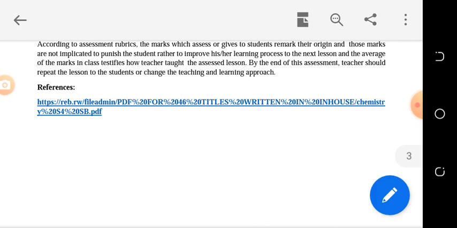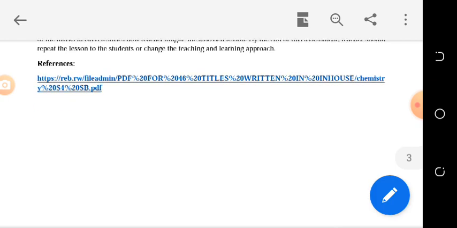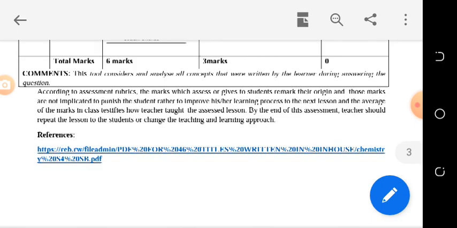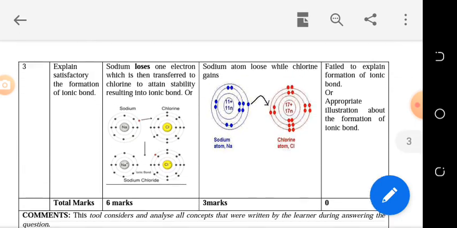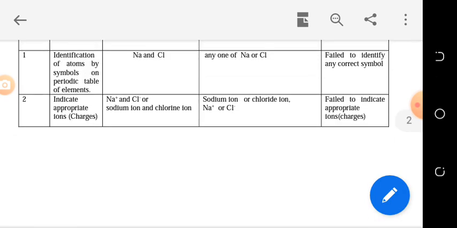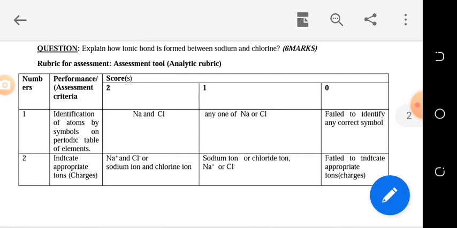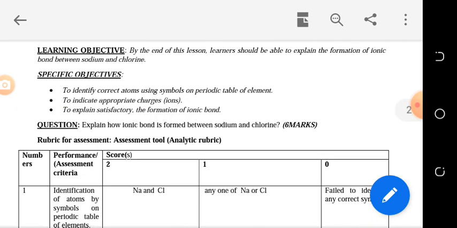Now, here, if you find a student has got 0 totally when you have set the rubric, that is the assessment criteria, with this tool you have to repeat the topic or the unit, because all the specific objectives you have set, the learner has not achieved them, so you cannot proceed to another lesson.